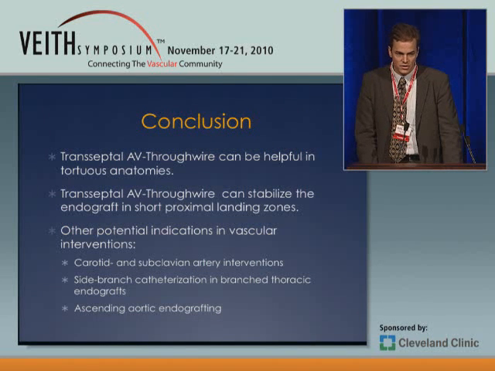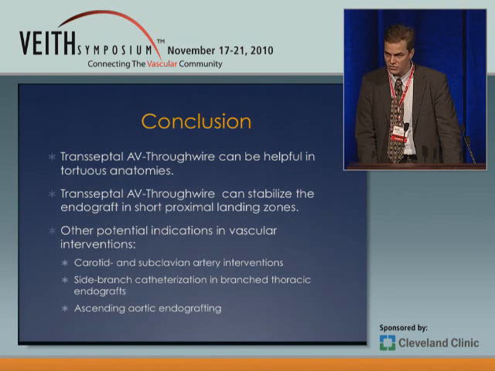So let me conclude. In our experience, transseptal through-wire technique can facilitate endografting in tortuous anatomies, especially when a transbrachiofemoral wire is not possible, and it can stabilize deployment of the endograft. And there's a number of other very interesting indications, like carotid artery stenting or catheterization of side branches of thoracic endograft, as well as ascending aortic endografting.